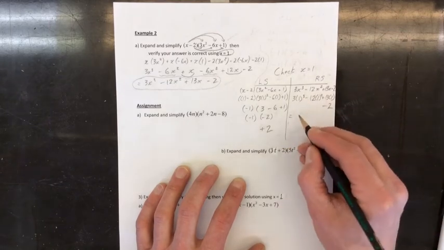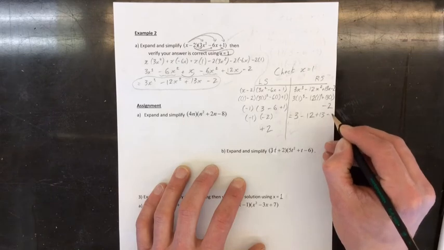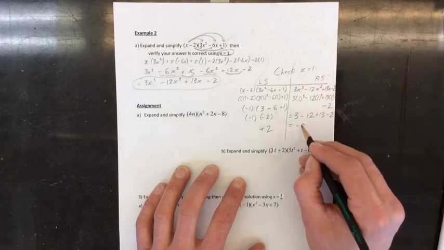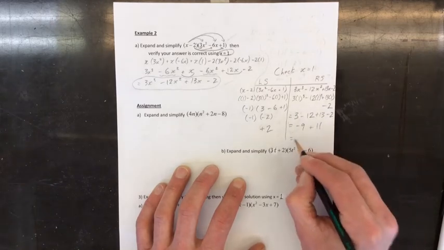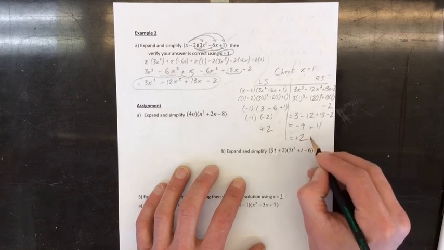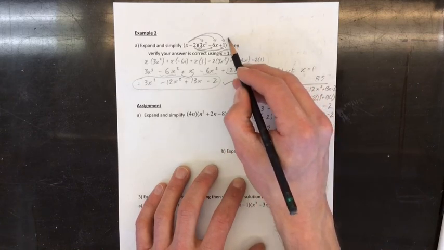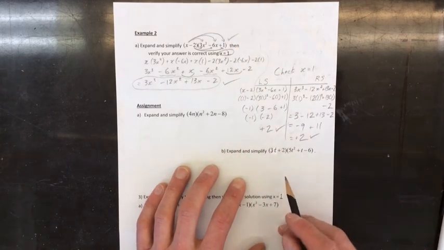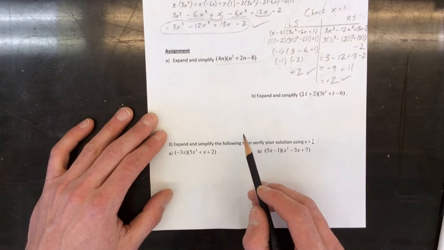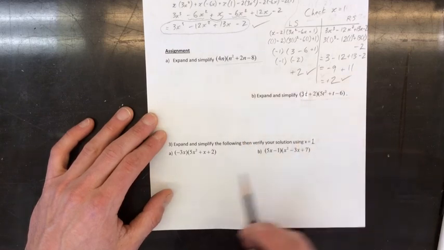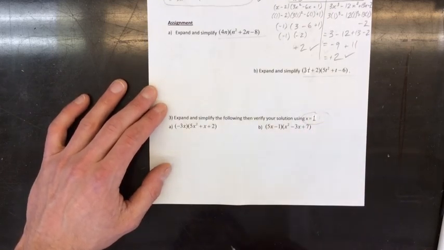Three times 1 cubed is 1, so that's 3. 1 squared is 1, so this is 12. Plus 13 minus 2. 3 minus 12 is negative 9. 13 minus 2 is 11. Negative 9 plus 11 is 2. So this left side equals the right side, which means this is correct. So I've verified my solution. And now you can do the assignment where you'll expand A, expand B, and then you'll expand these two and also check your solution using x equals 1. Good luck!